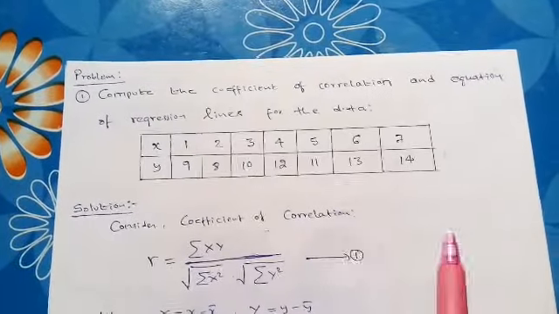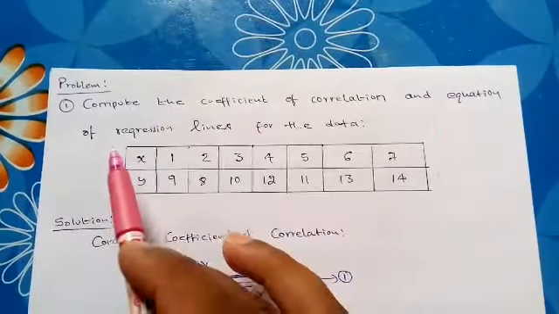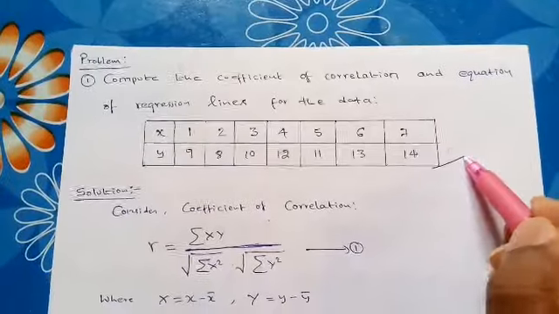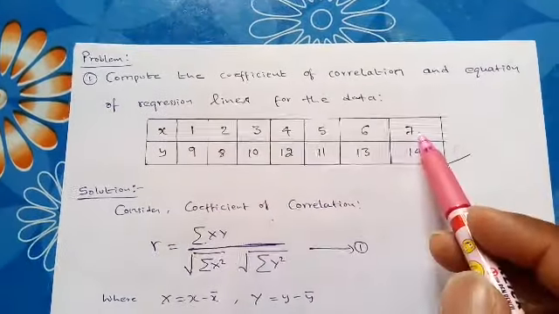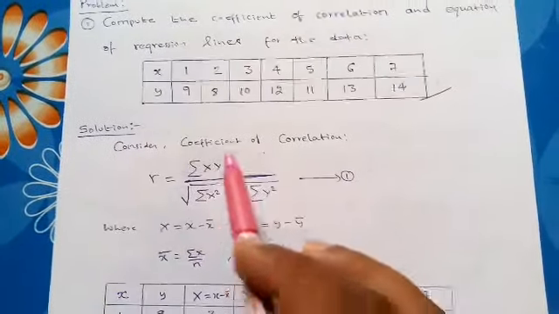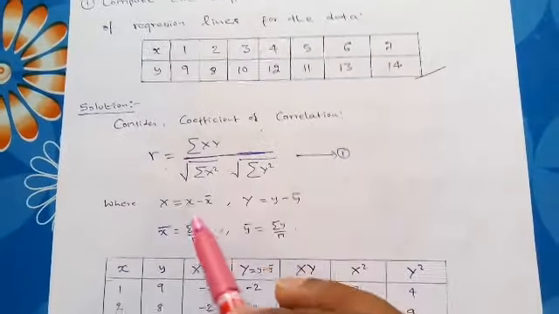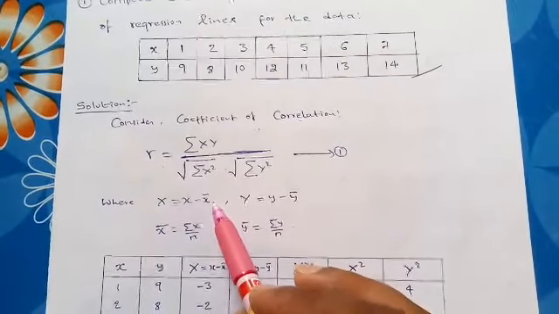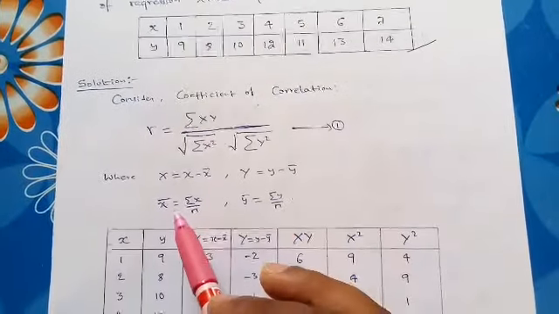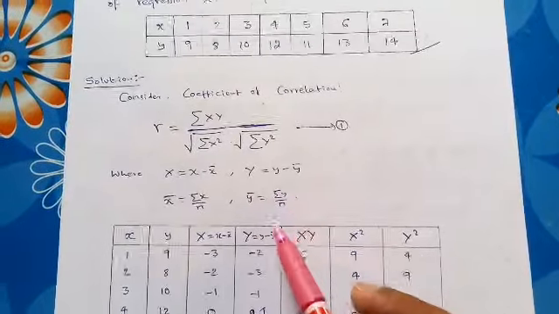Let's see one problem. Compute the coefficient of correlation and equation of regression lines for the data. This is the table of data given. Here x values are in the first row and y values in the second row. Here consider the formula of coefficient of correlation. Capital X means x minus x bar, capital Y equals y minus y bar. X bar means summation x by n, y bar means summation y by n.